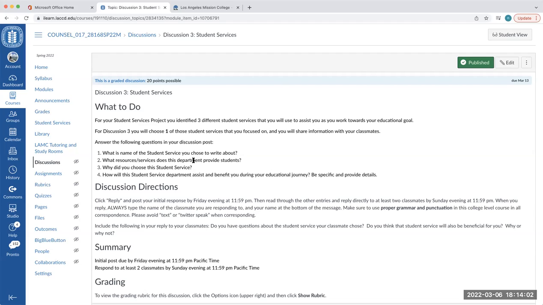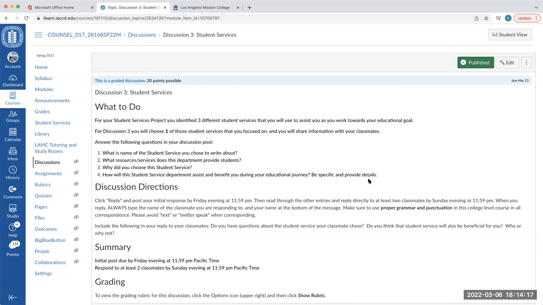What is the name of the student service you chose to write about? What resources and services does this department provide students? Why did you choose this student service, and how will this student service department assist and benefit you during your educational journey? Be specific and provide details.